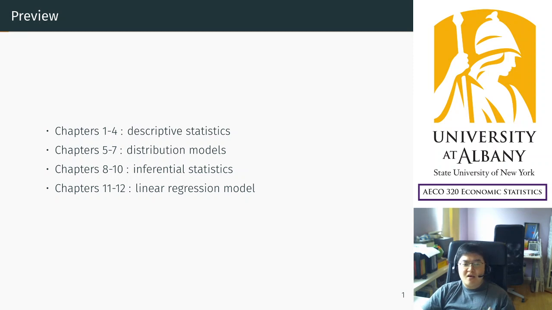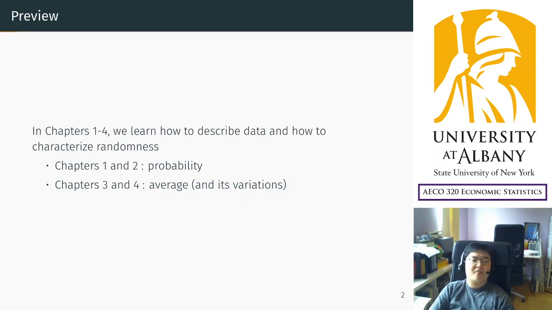But I just want you to see where you are going. You can think of the first four chapters as bundled together, so it helps to compare between them and where you are going. To look at the first four chapters more closely: as I said, it's about descriptive statistics. It means how to describe the data, simply. How to describe the data or how to describe randomness.